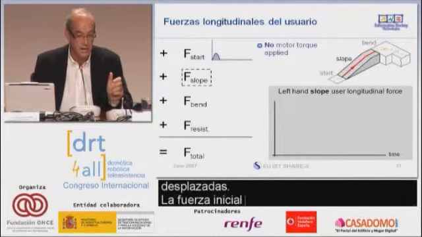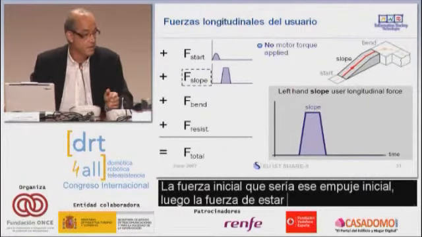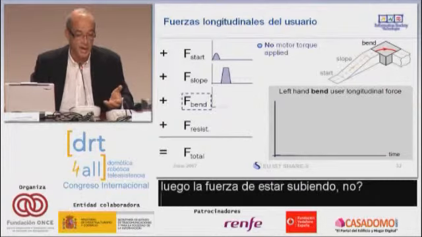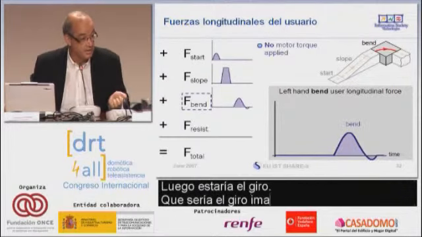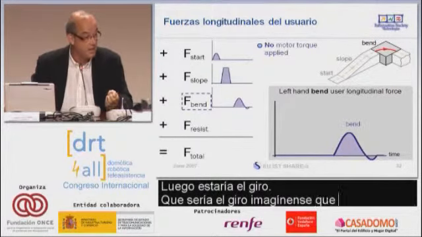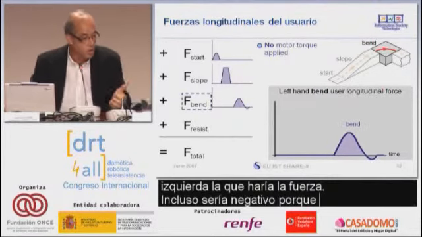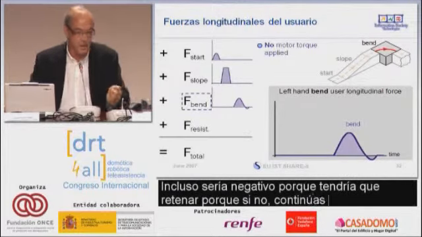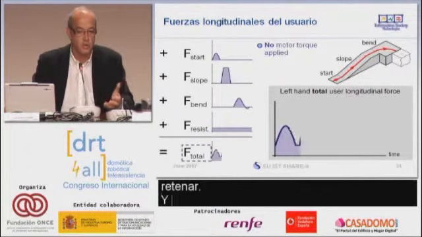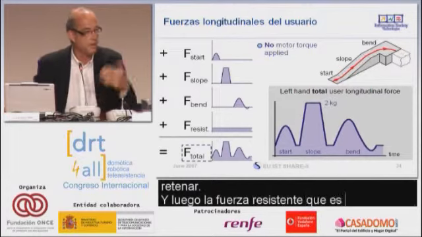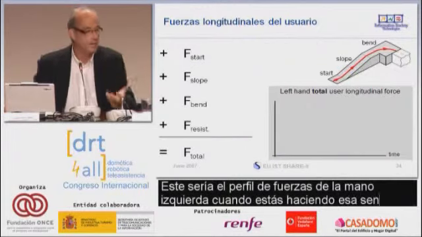You need the initial push, then you need the uphill exertion after the initial push, then the turning. The turn is perhaps the left hand which needs to make the force, but it's a negative force because you need to retain, you need to stop, otherwise the turn would continue. And then the resistant force, which is constant. So this is the profile of the left hand when you're doing this very simple maneuver.